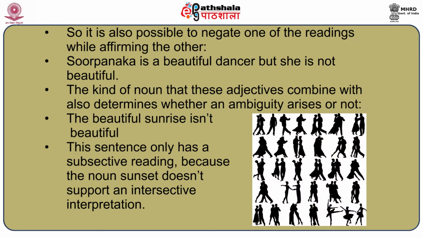So it is possible to negate one of the readings while affirming the other. Shurpanakha is a beautiful dancer, but she is not beautiful. The kind of noun that these adjectives combine with also determines whether ambiguity arises or not. The beautiful sunrise isn't beautiful. This sentence only has a subsective reading because the noun sunrise doesn't support an intersective interpretation.